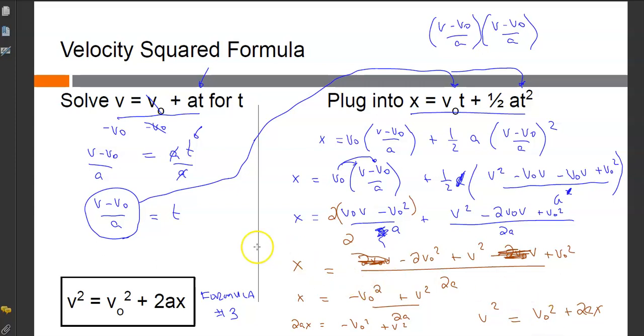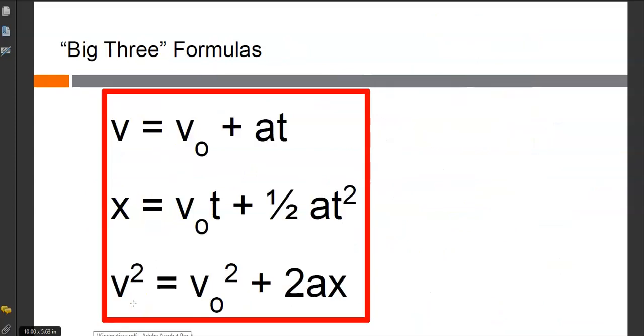And man, that's a really nice one right there. That one gets a star and a rainbow, because that formula is pretty handy. The nicest thing about this formula is that time does not appear in it. Here's all 3 of them together. Those are the big 3 formulas. Formula number 1, number 2, number 3. We derived all 3 of them, so I hope you understand where those come from.